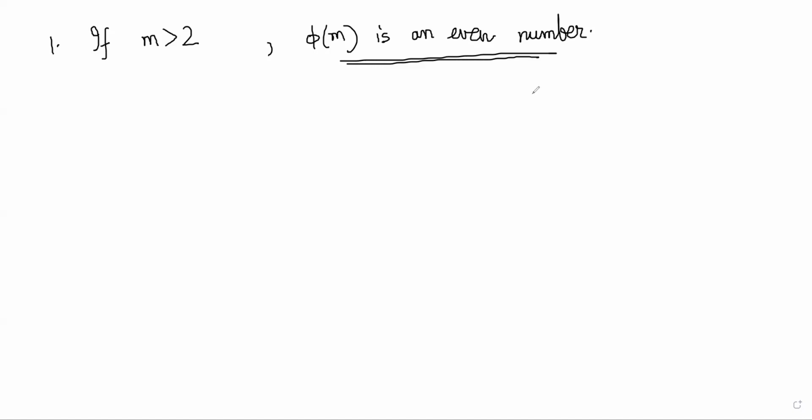Think about it. For all primes, we already know phi of p is p minus 1. So all primes are odd, so all of this is becoming even, right? Because odd minus 1 will be even. Correct.